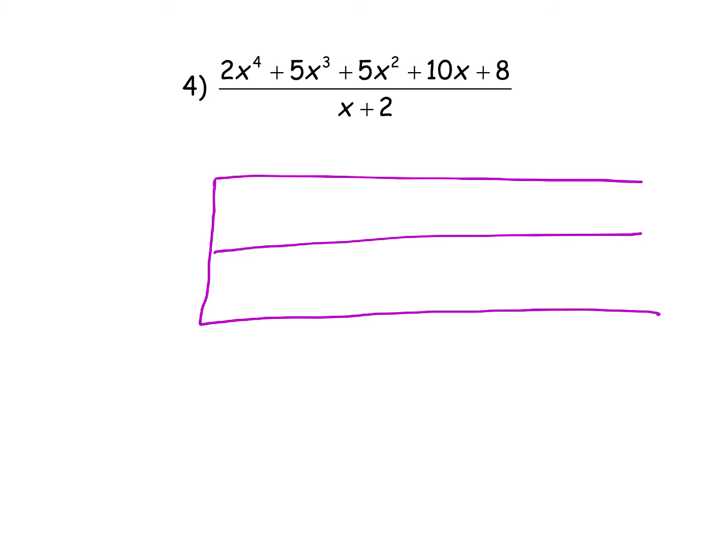I think I have to make this one a little longer. So we've got x plus 2. Oh, and there are some times when there's no remainder, by the way. If I end up with a remainder of 0, that means it divides in evenly, right? Okay, so 2x to the 4th. So what do I multiply x by to get 2x to the 4th? 2x cubed, beautiful. And 2x cubed times 2 is 4x cubed. And what do I add to 4x cubed to get 5x cubed?